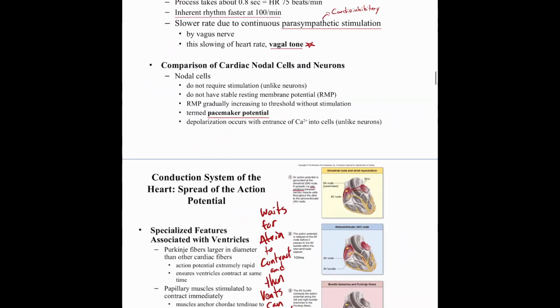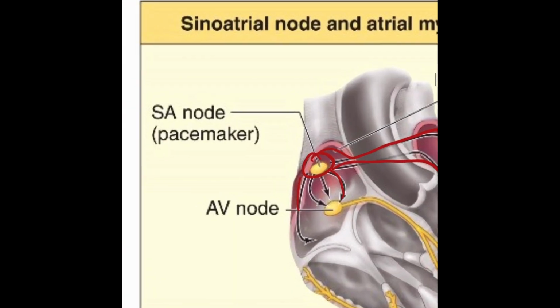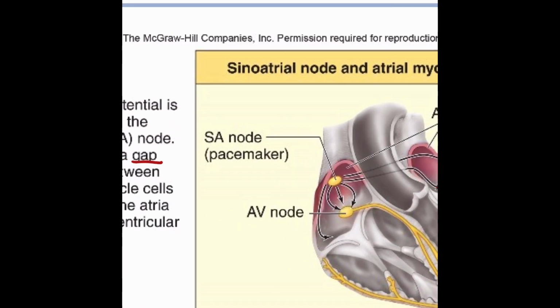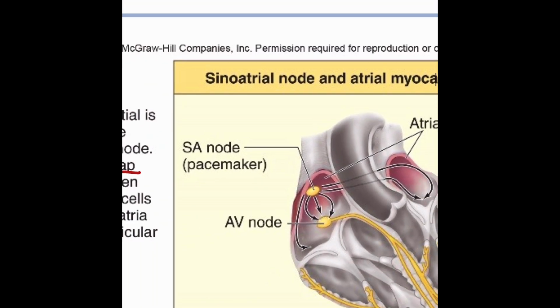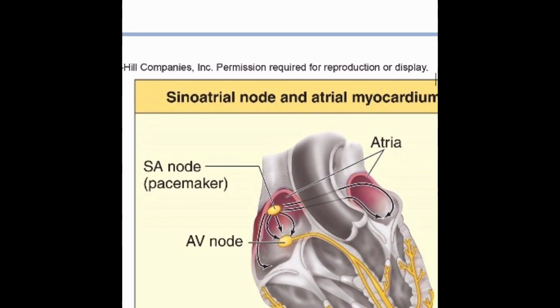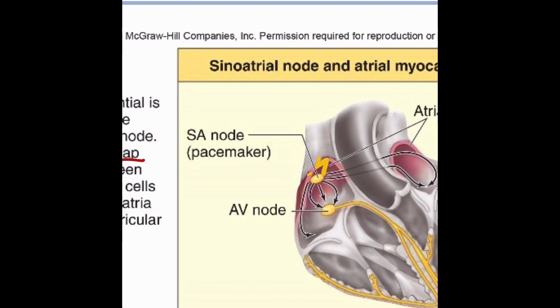So down here in this image, if we read first, an action potential is generated at the SA node, and it spreads via gap junctions between cardiac muscle cells throughout the atria to the atrioventricular node. Right. So here we have our SA node. Our nodal cells do their thing, right? They have sodium flow in, reach threshold, calcium flows in. You finally have this signal, right? Boom, we got lightning. This signal will then propagate throughout the atrium.